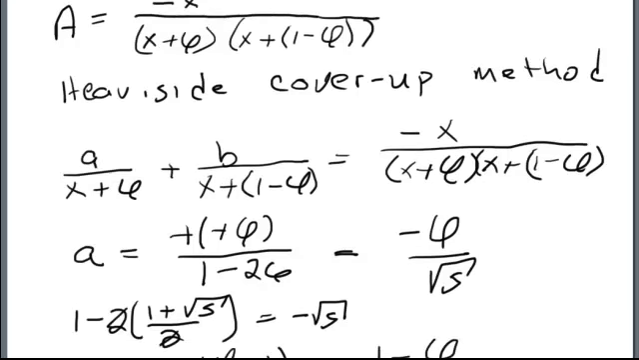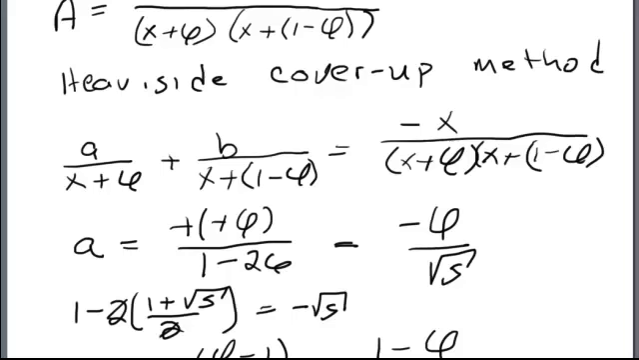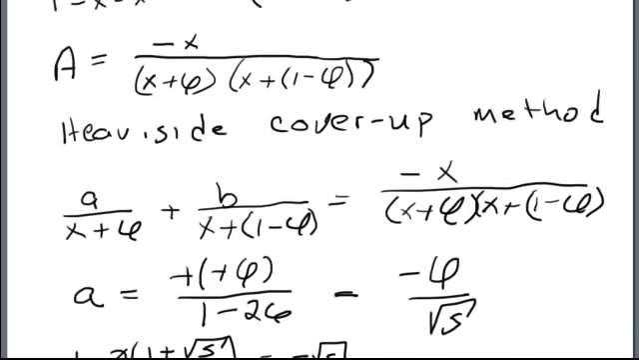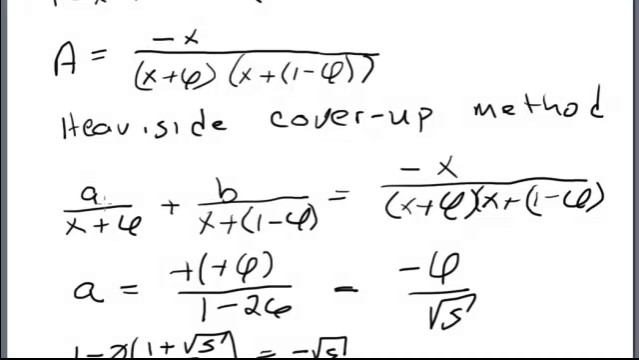I think this is Oliver Heaviside who figured this out. So what we do is we divide up the fraction with this unknown a over x plus phi plus this unknown b over x plus 1 minus phi. Excuse me.